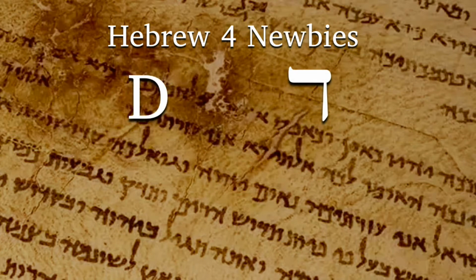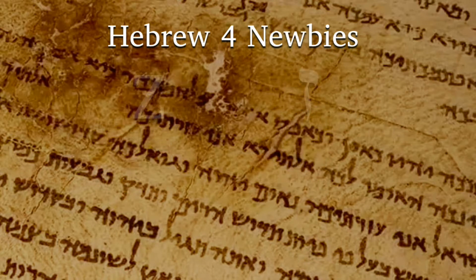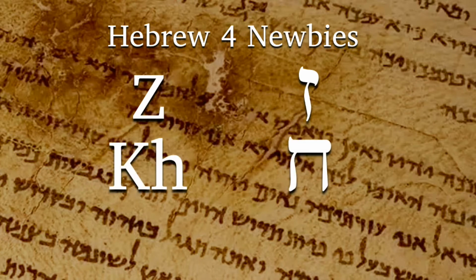Dalet made the D sound. Letter Hey is just like H, even when it's at the end of a word, it's not pronounced, just like in English. Letter Vav is V. Zayin was Z. Letter Chet made the Ch sound. Now I like to transliterate it KH instead of CH because there's no Ch sound in Hebrew. So just to avoid confusion, that's how I do it.